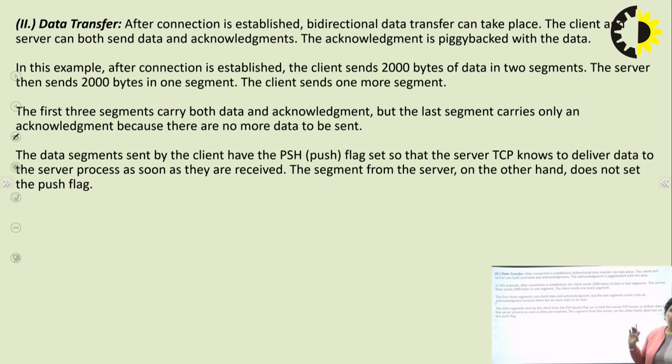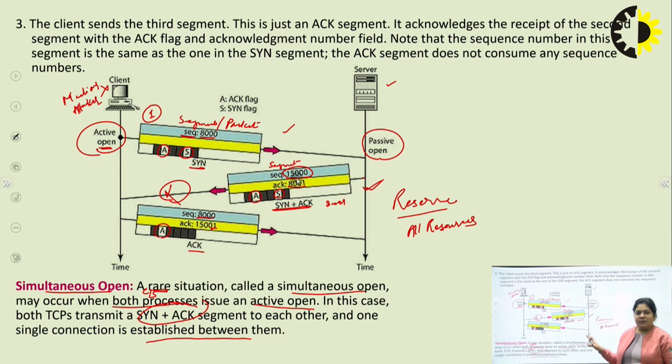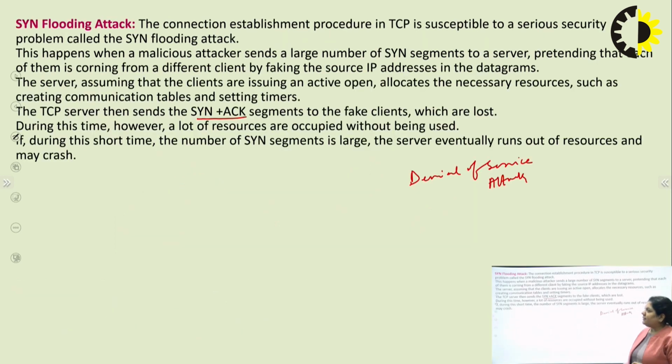Now, what is data transfer? How does the data transfer happen? This is the second phase of a TCP connection. We have discussed TCP connection establishment in the three-way handshaking process, in which we found there are two problems that can occur here. The first one is simultaneous open, and the second one is the synchronization flooding attack, which has been overcome by the SCTP protocol. Both of these situations can be handled by SCTP, which cannot be handled by TCP.